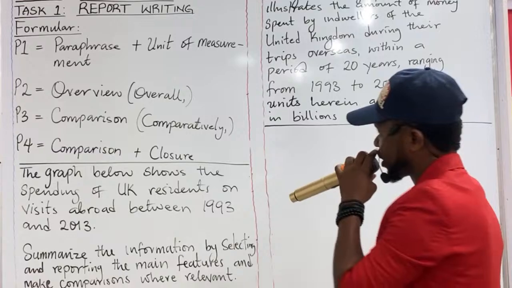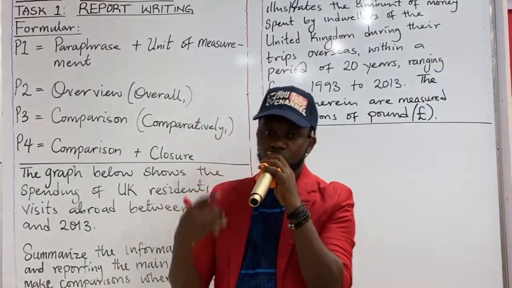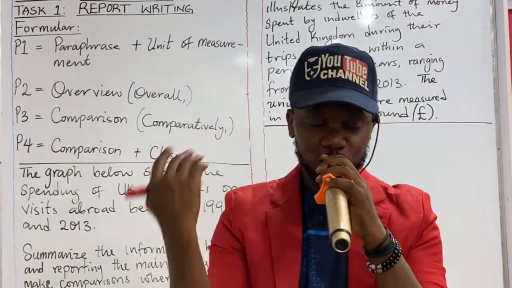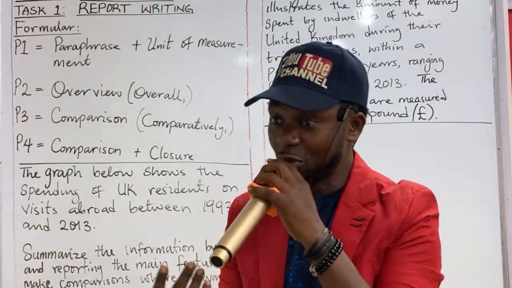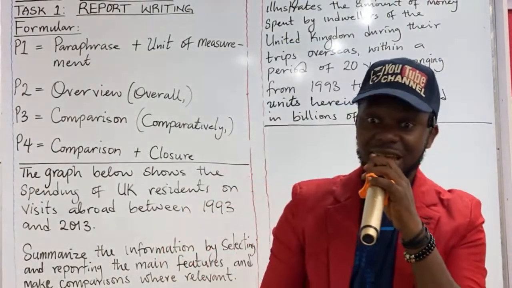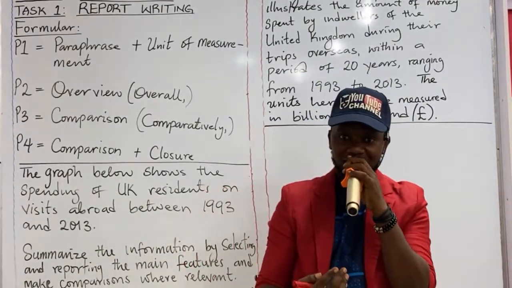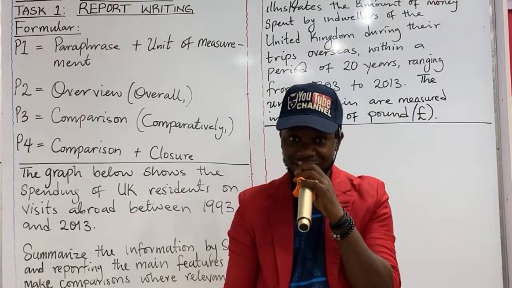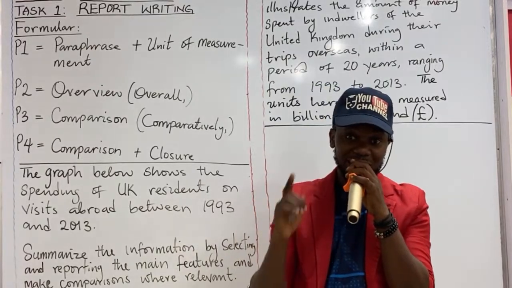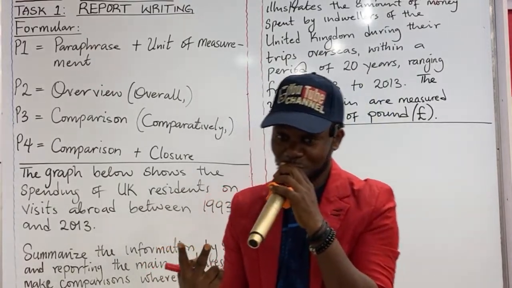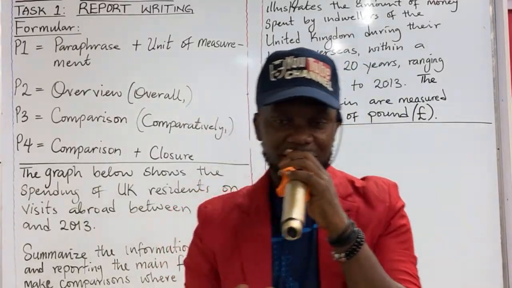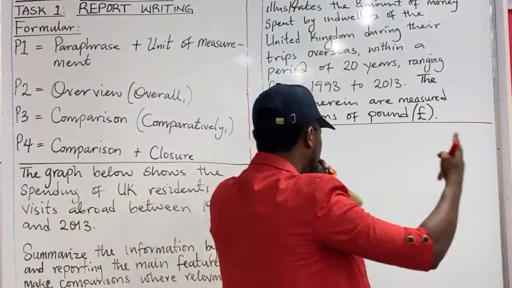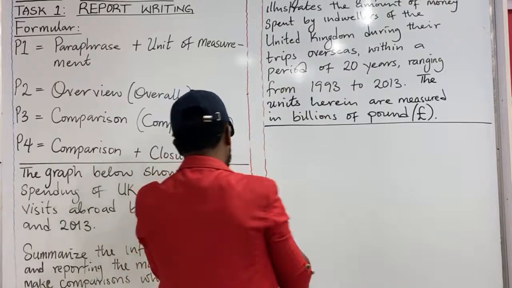Now, when you're giving the overview, do not make mention of any value. Don't talk about value. Don't say overall this had about 40 billion pounds in so and so. Don't bring in value in paragraph 2. But your paragraph 2 should cover 3 to 4 major features, which we shall look at right about now.